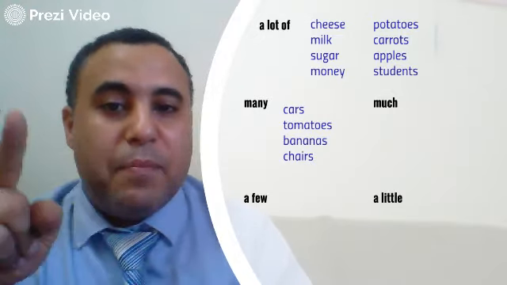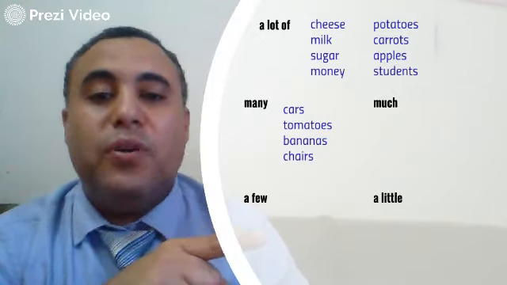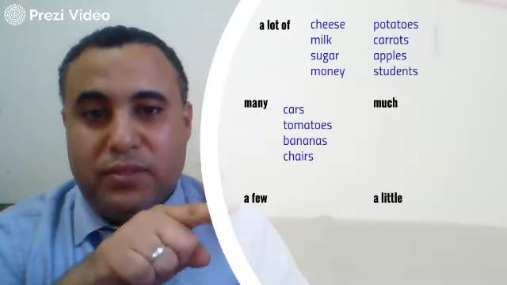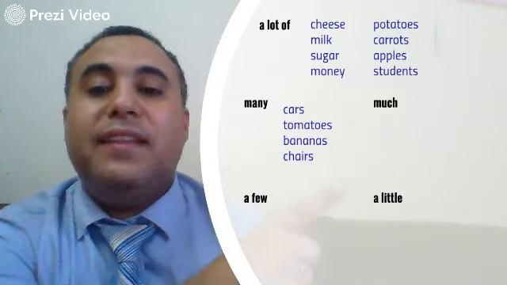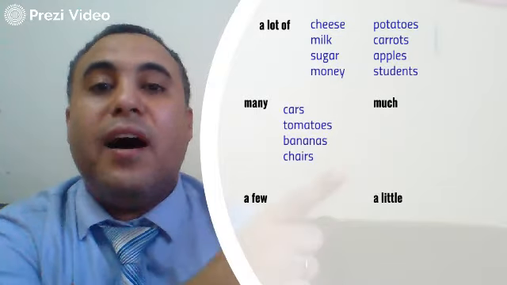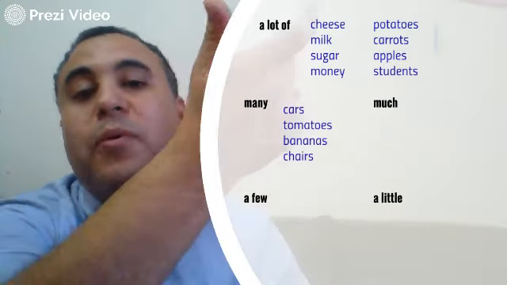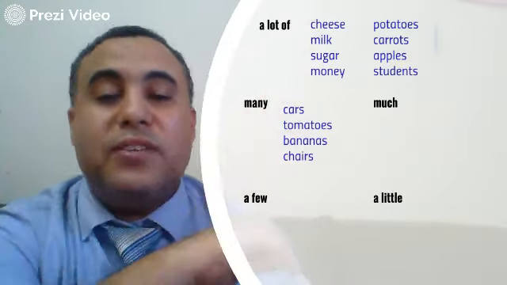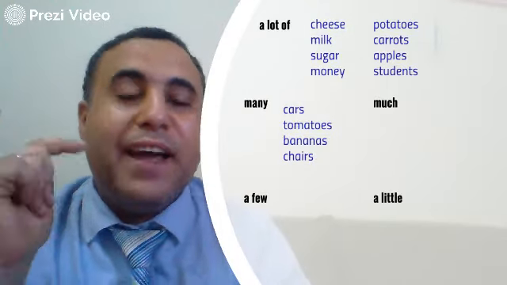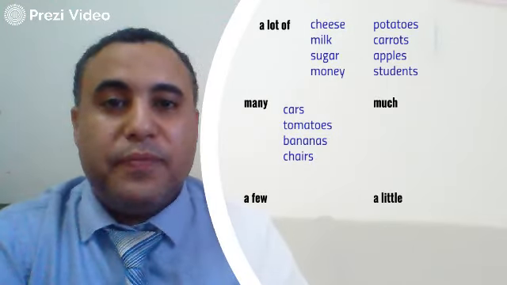Again, many and a few, we use them with countable nouns. Much and a little are used with uncountable nouns. Now, what about a lot of? A lot of is used with both countable and uncountable nouns.